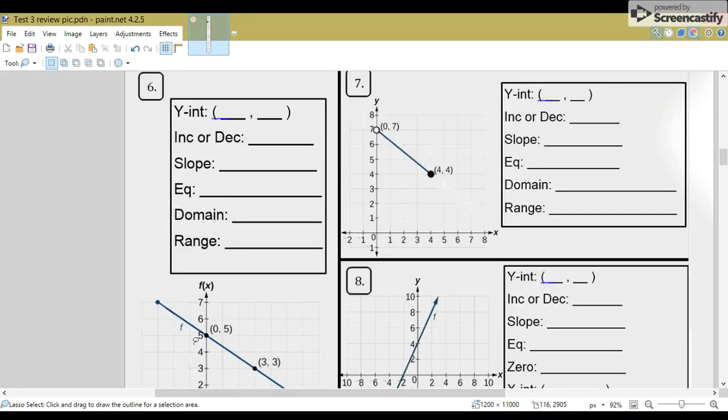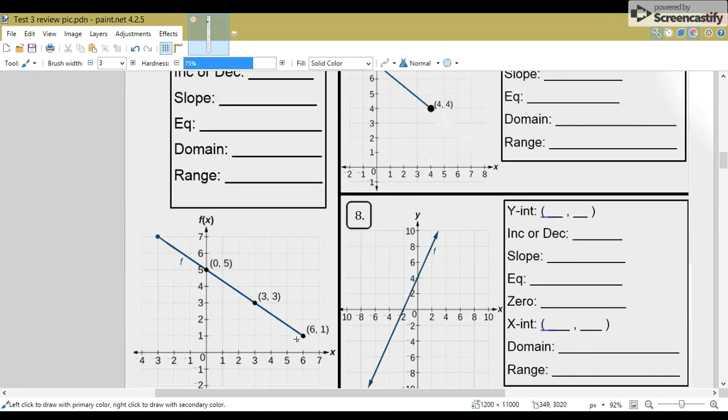So number 6 goes with this graph below. We want to find the y-intercept. That is when the graph, the line, crosses the y-axis.